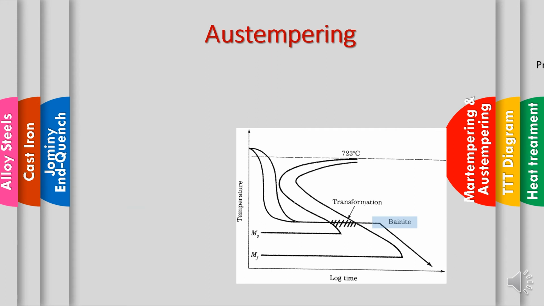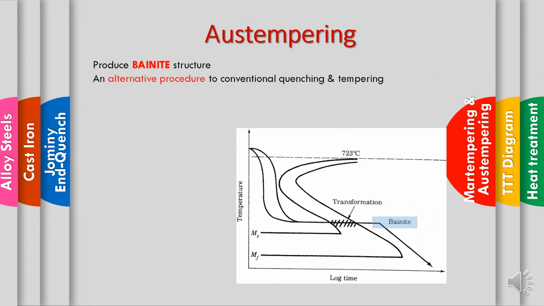And for the austempering, the process is the same at the beginning, and the transformation happens in this line to produce bainite actually. Okay, an alternative procedure to conventional quenching and tempering. The objective is basically to increase toughness and ductility.